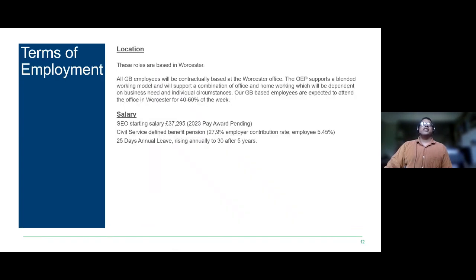In terms of the location details, the roles are based at Worcester. The OEP supports a blended working model and will support a combination of office and home working, which would be dependent on business needs and individual circumstances. GB-based employees are expected to attend the office in Worcester about 40 to 60% of the week. Starting salary for SEO is 37,295. As you can see there, there is a 2023 pay award pending, but we don't know what that will be and how that will be applied.